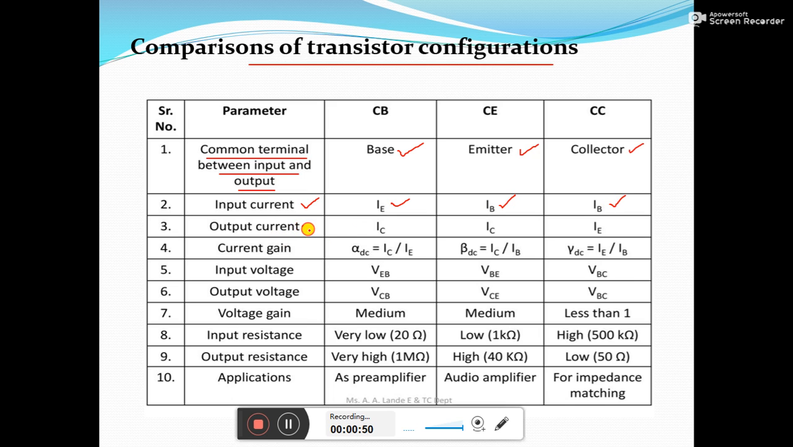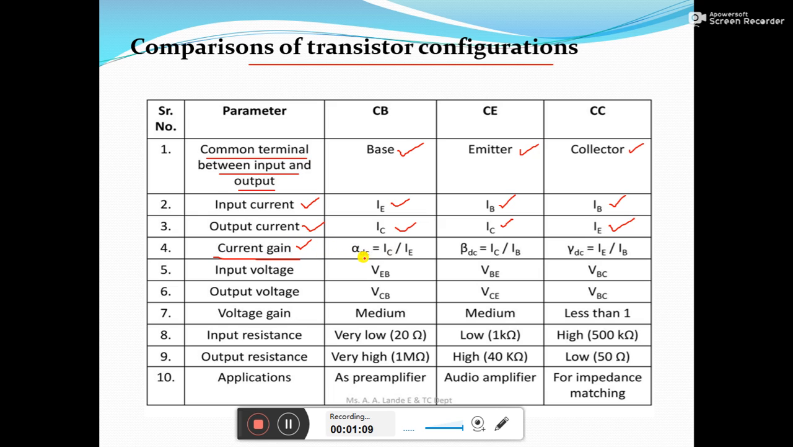The next parameter is output current. IC, the collector current, will be the output current in CB. Again, the collector current will be the output current in case of CE, but in case of CC, IE will be the output current. Next, the current amplification factor, or you can say current gain.